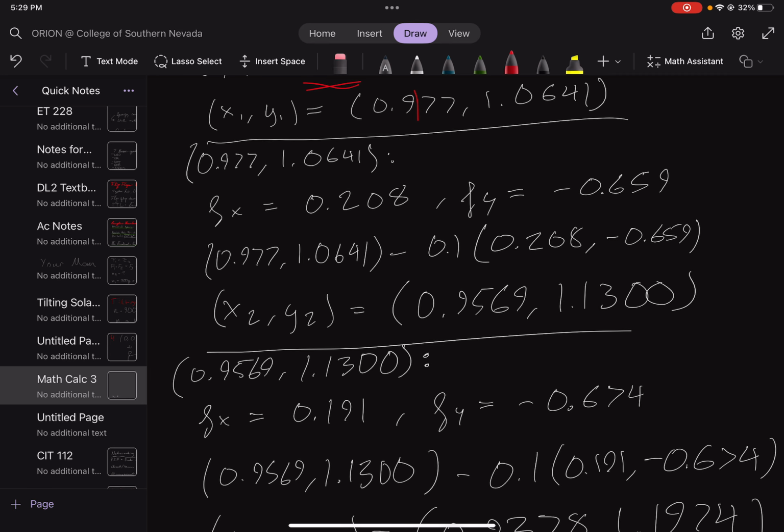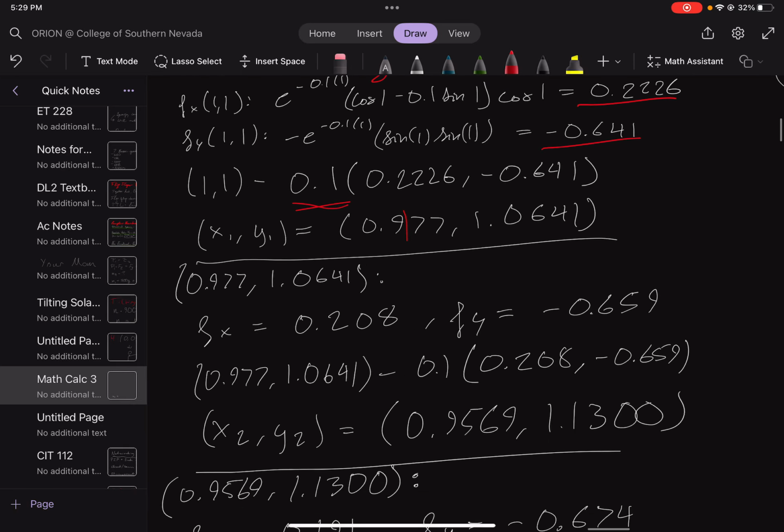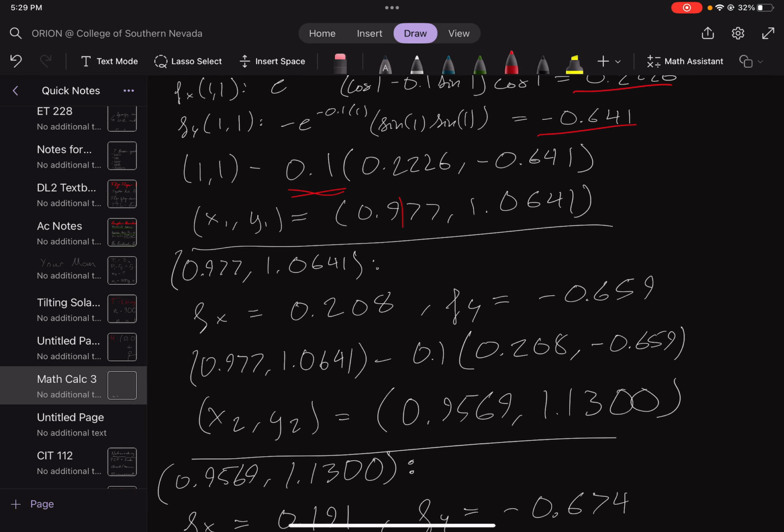So what we get now is the same thing: the point that we have from the step before, minus 0.1, because we can't do the full 1, times the two new numbers that we've calculated, and then it goes down. X2, Y2 is this number now. And notice two things.